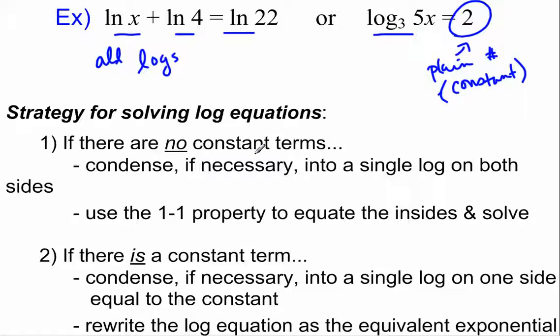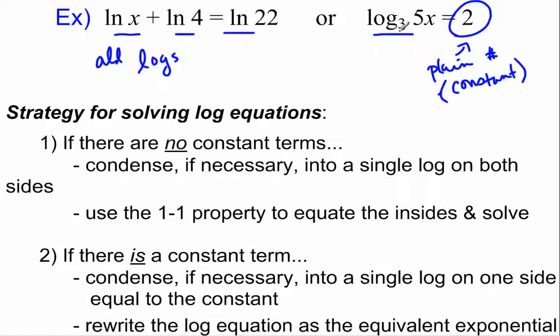If there is no constant term, so in other words there's logs everywhere, then you combine as needed so that you have a single log on the left and a single log on the right. And then we use the one-to-one property and equate the insides. We basically ignore the log and just equate what's inside of them. Okay, so we're going to combine these using the quotient rule and the product rule, whichever the case might be.